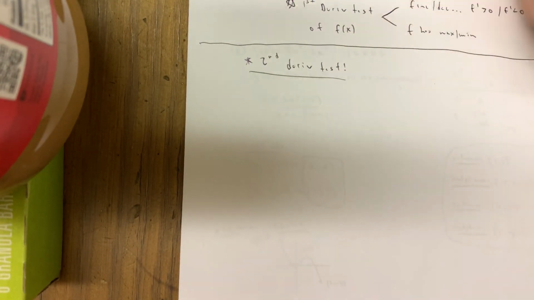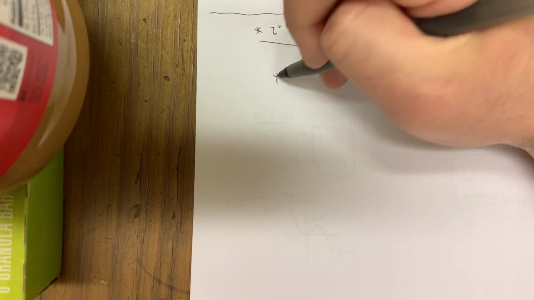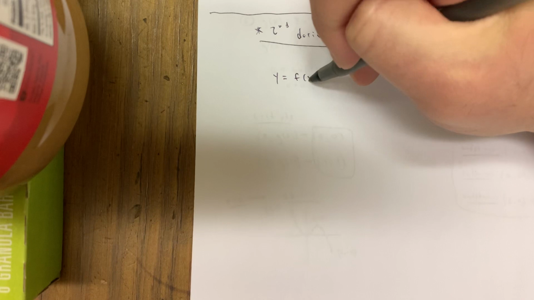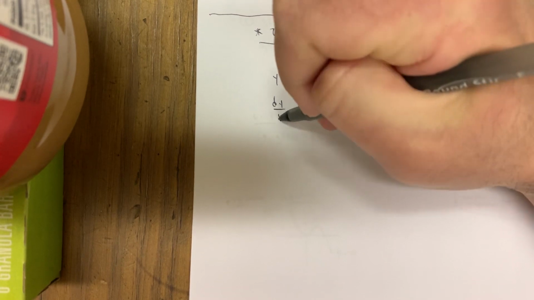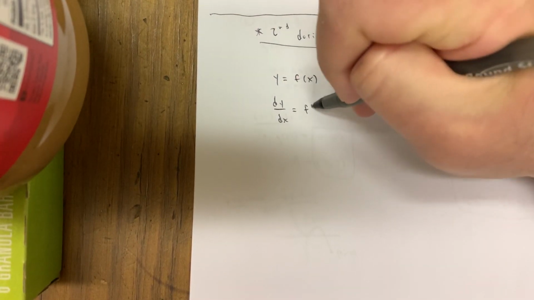If you could talk about the second derivative test, we talk about the first derivative test first. I mean, first you start with the function y equals f of x. We always know that a function represents y values. But now we take the derivative, okay? We know that dy over dx is going to be equal to f prime of x.